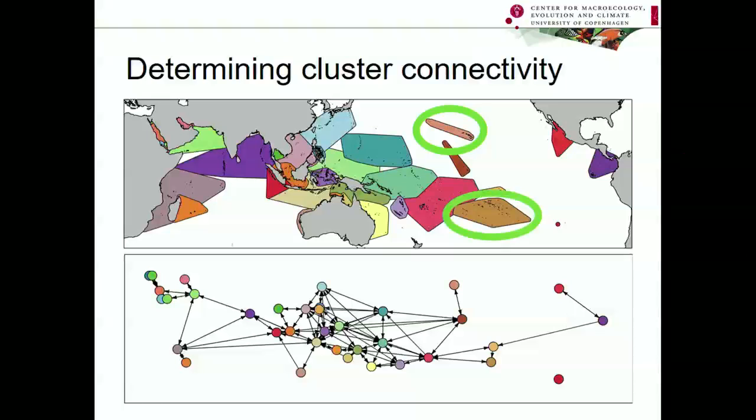But you can draw some really useful metrics out of the network analysis. So if I'm interested in the connectivity between Hawaii and French Polynesia, we can track dispersal through the network, even though they're not directly connected, and extract the shortest path, taking into account connectivity between all of the clusters. So we do that for all clusters.